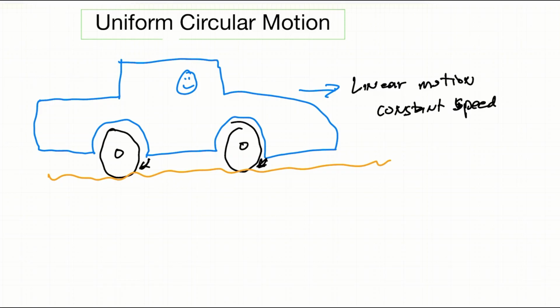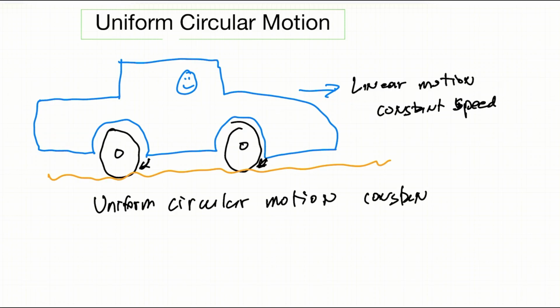So what we want to look at here is called uniform circular motion. In other words, it's not accelerating or decelerating. Constant speed. That's the case we're going to look at. That's the simplest case.